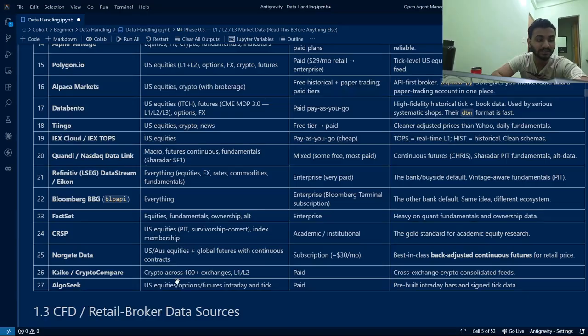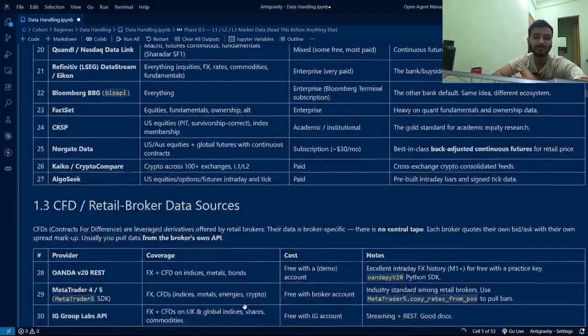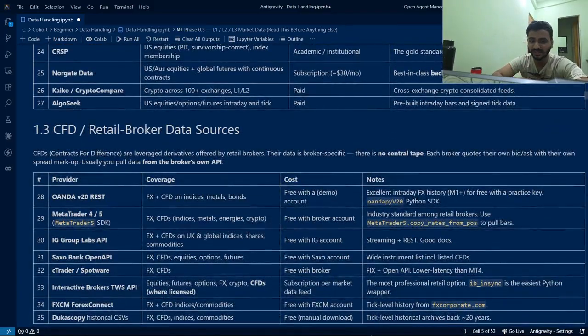Basically, it will get you crypto across 100 plus exchanges, paid data, algo, CQS equities, options, futures, intraday, and tick data.